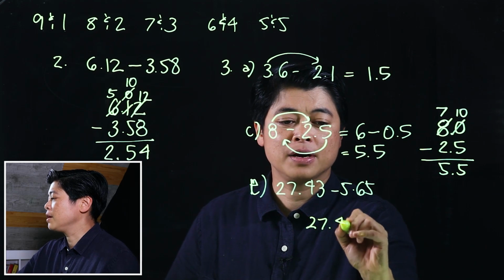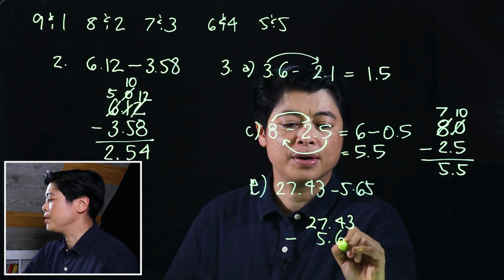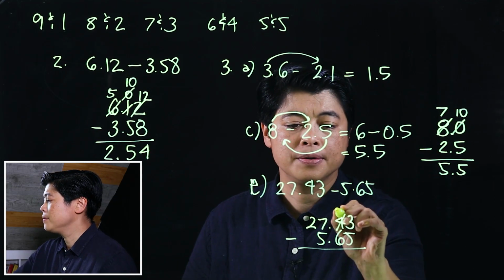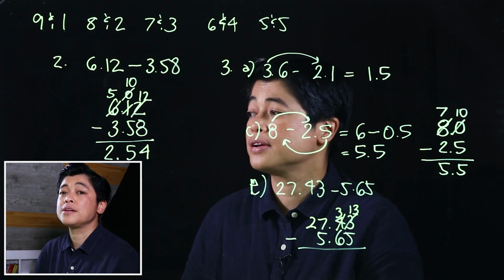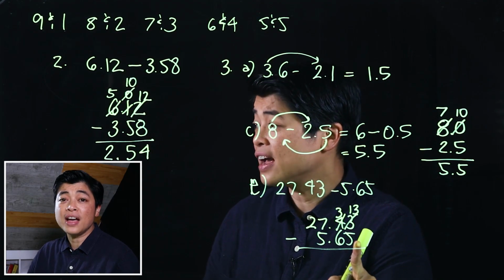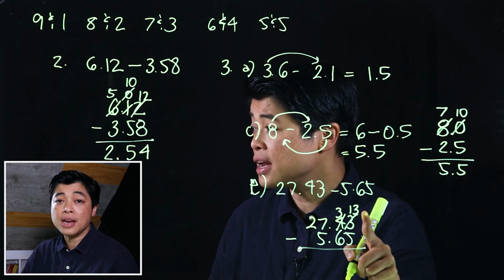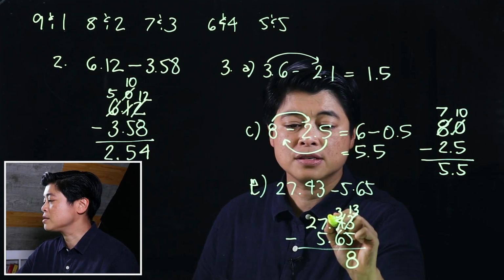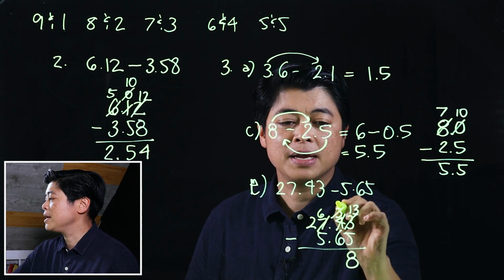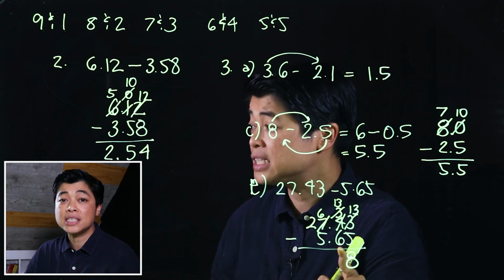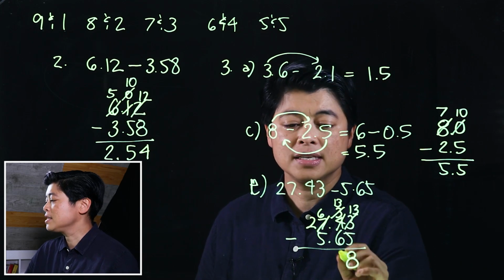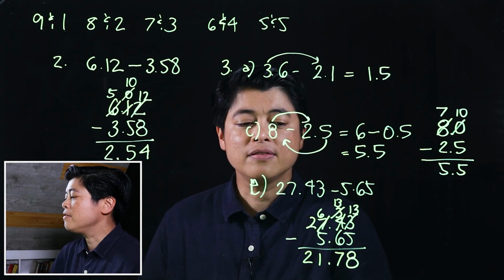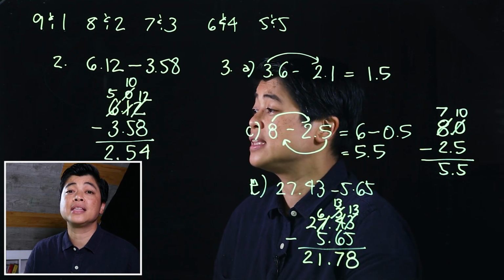27.43 minus 5.65. Okay, so we can't take away 5 from 3. We borrow, regroup, making that 13. So starting with 5, we need 5 more to get to 10, and we need an extra 3 to make it to 13, which makes it 8. We can't take away 6 from 3, so we need to borrow 6, making this 13. So again, we start with 6. We need 4 more to get to 10, plus 3 is 7. This one we can subtract, and that one we can subtract, giving our final answer 21.78.